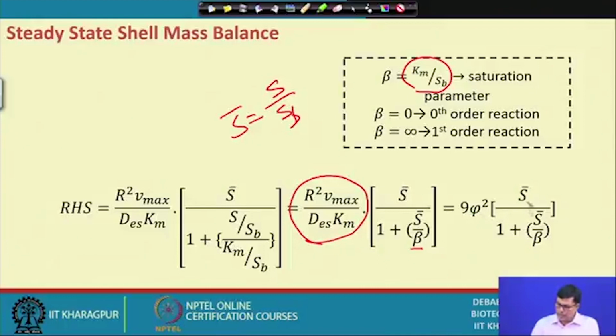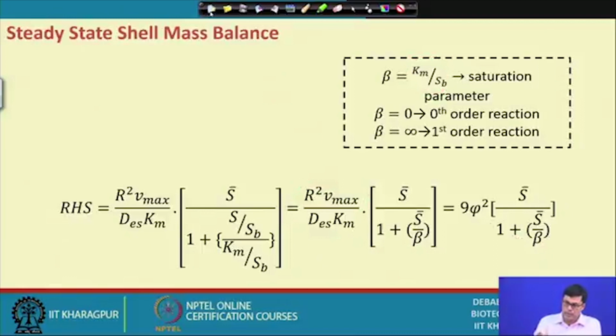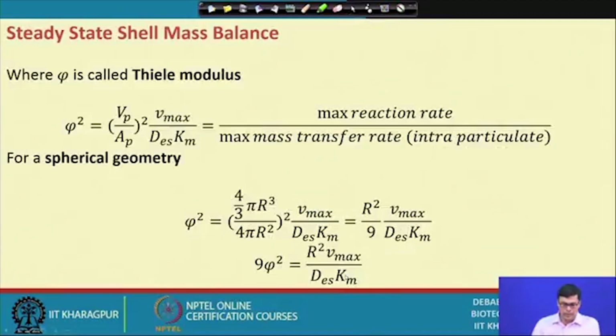And finally we come across this equation, phi square, then S bar by this. What is phi? This is called phi modulus. This is phi square equal to this, and this is equal to maximum reaction rate divided by maximum mass transfer rate in case of intraparticle matters. Then phi square equal to, we can write in this form. This is the final equation I can write.